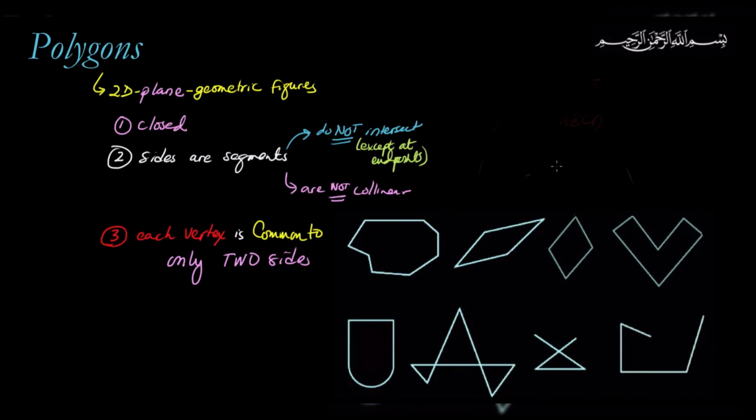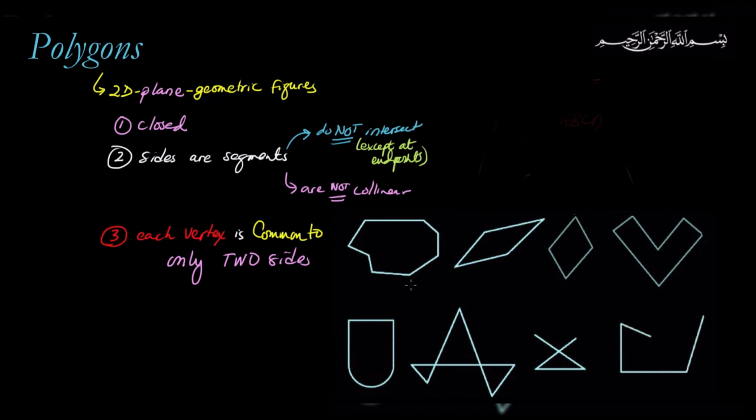Okay, so let's put this into action here. Let's see if we can figure out. All of these here are polygons because, as you'll see, these are of course two-dimensional figures that are closed. None of them are open. All the sides are segments, and none of them intersect, and none of the sides are collinear, and each vertex is common to only two sides. Okay, that's cool. So these are all polygons on the top.